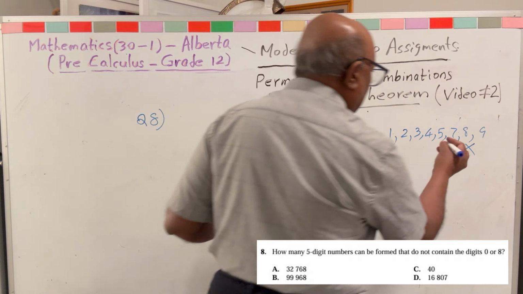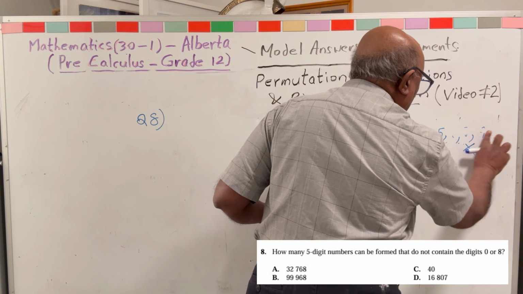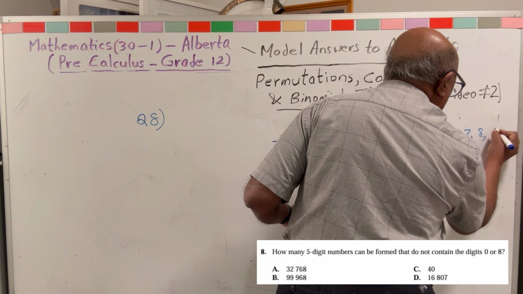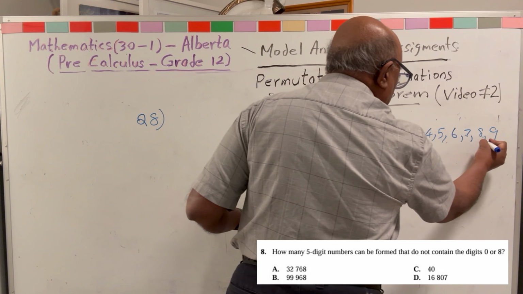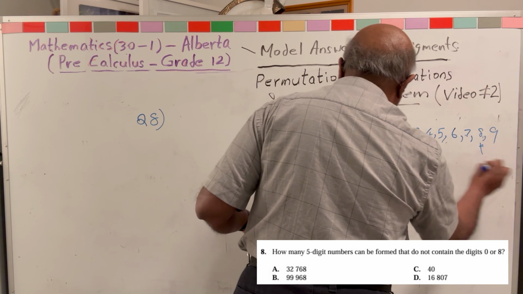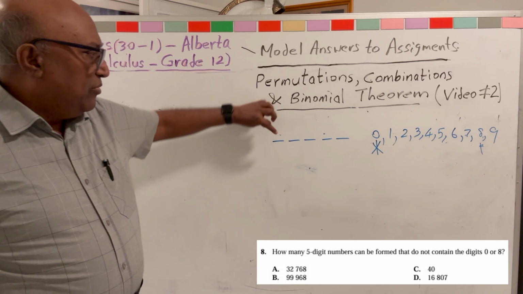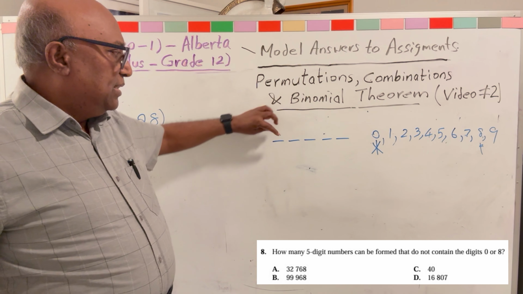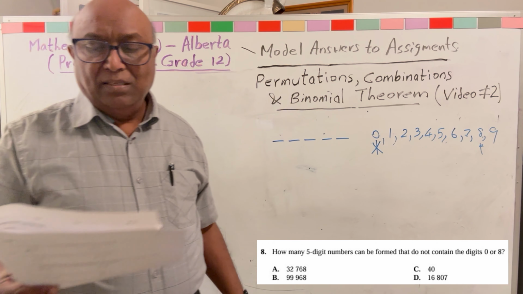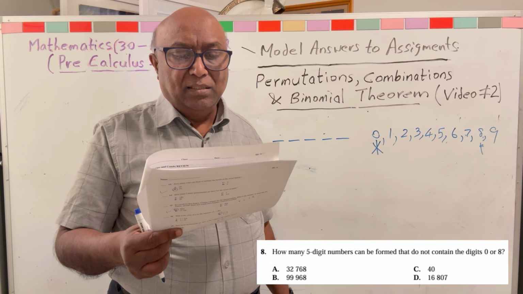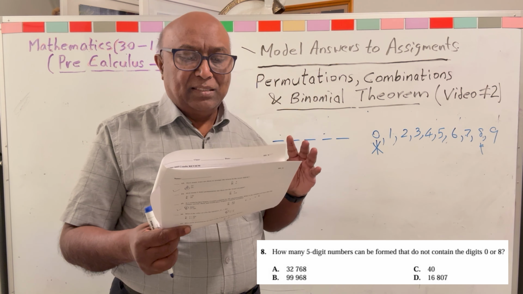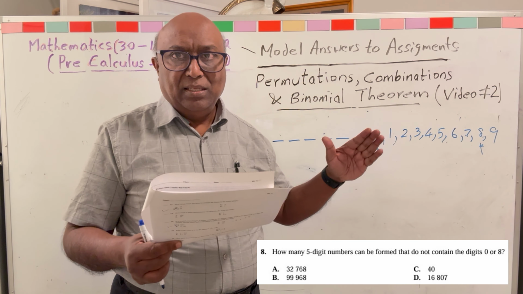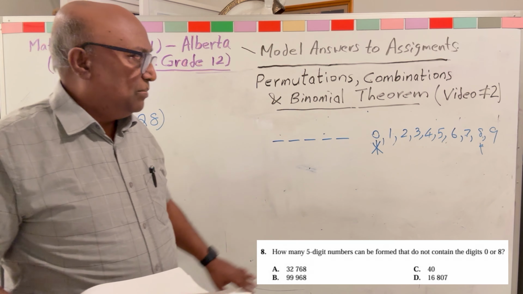I think 6 is missing. Okay. If you eliminate 0 and 8, 8 digits remain. That means we have to fill these spaces. We can fill these spaces in 8 ways, because the question does not say repetitions are not allowed. That means we can repeat the numbers.